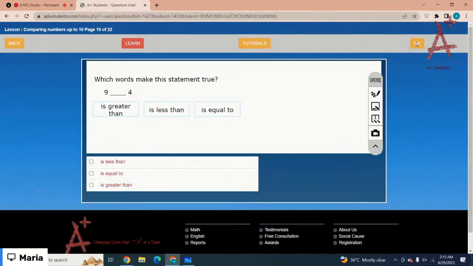Which word makes the statement true? 9 and 4. Which is the correct option? When counting, 9 comes after 4. That means 9 is greater than 4. Option number 3 is the correct option. Got it?